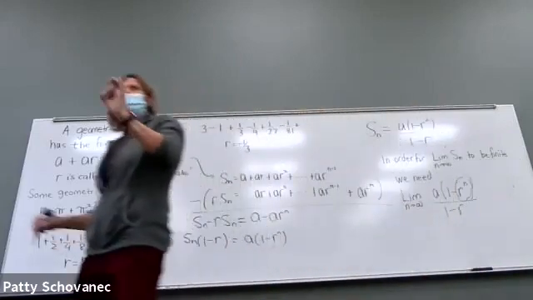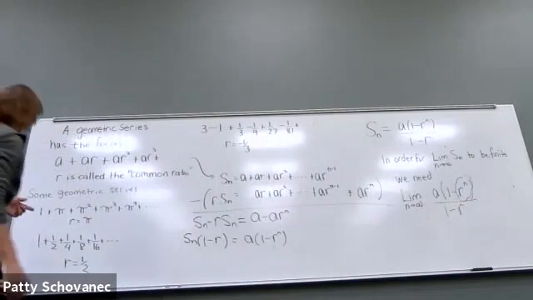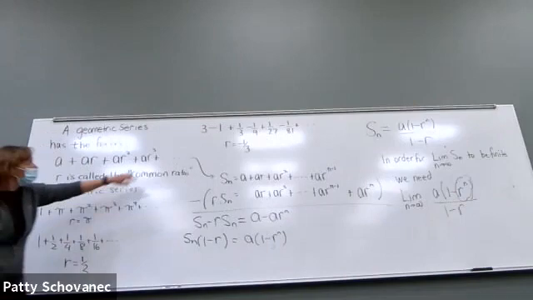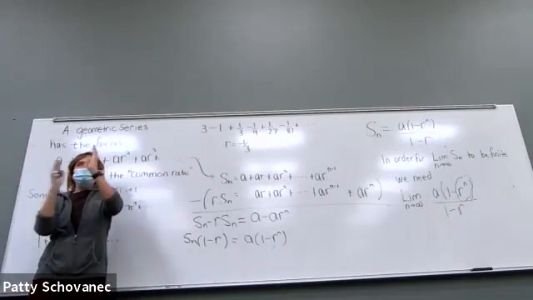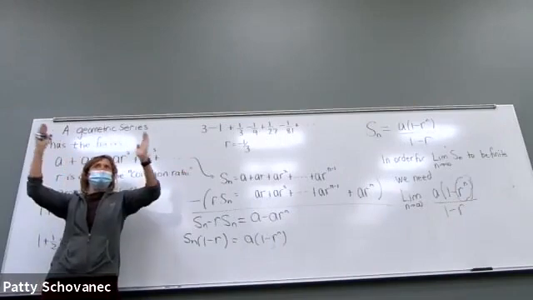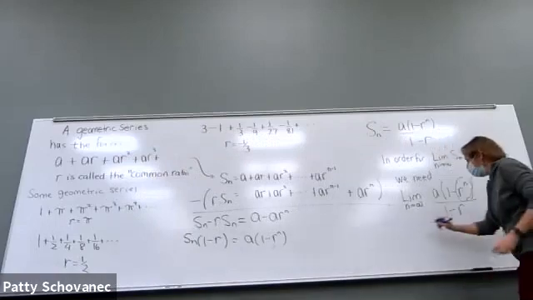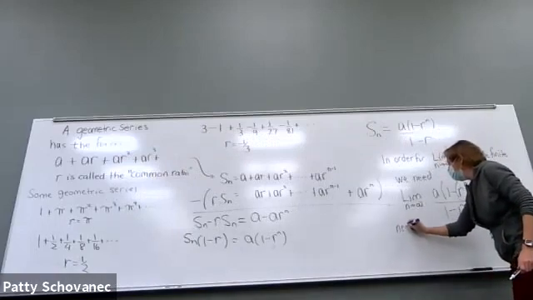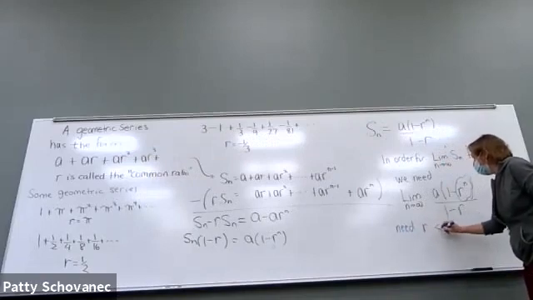What size does R need to be so that R to the n doesn't go to infinity? Less than 1. It has to be less than 1. If it's a fraction smaller than 1, it's going to eventually go to 0. If that fraction is bigger than 1, it's going to keep growing. So this will be finite if R is smaller than 1.